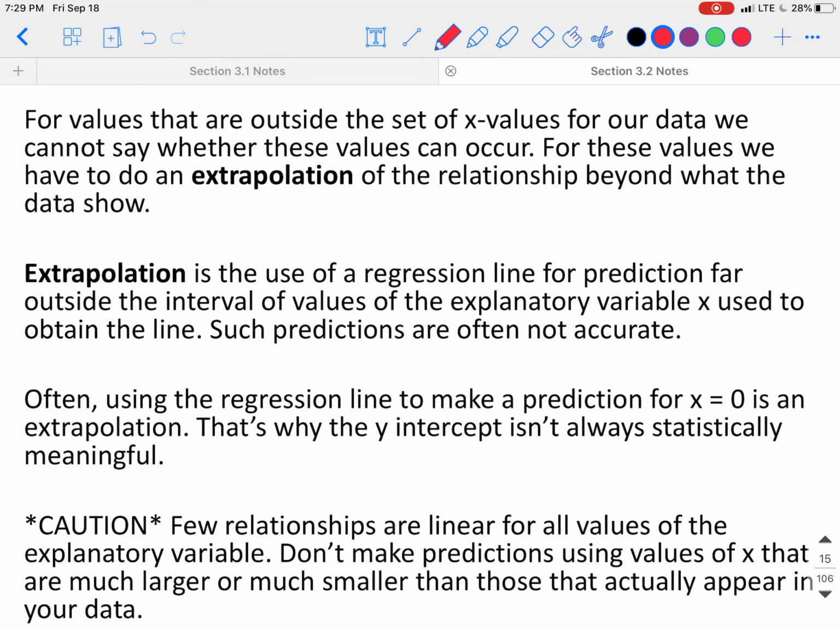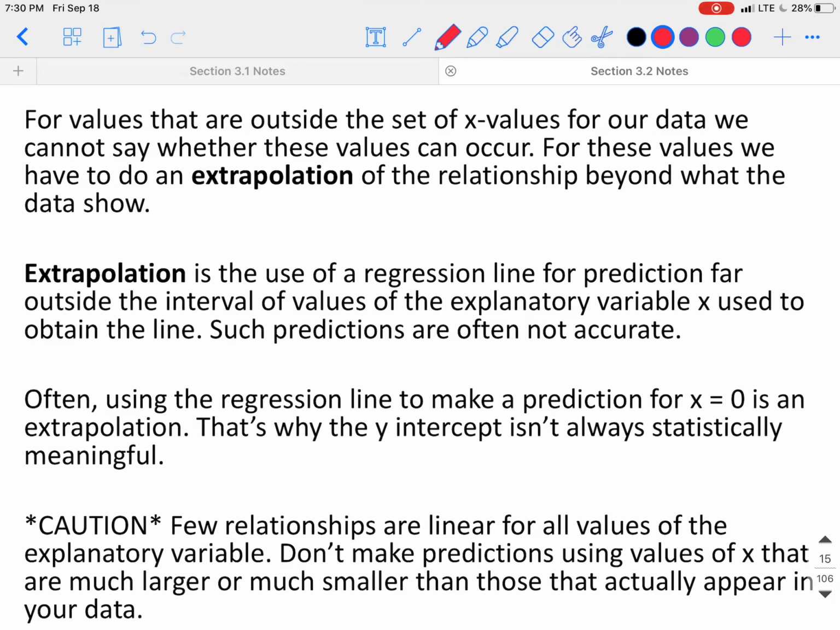For values that are outside the set of X values for our data, we cannot say whether these values can occur. For these values, we have to do an extrapolation of the relationship beyond what the data shows. So if our data is talking about the weight of mice from birth until they're 10 weeks old, if you try to make a prediction for when the mouse is 2 years old, that would be an extrapolation.